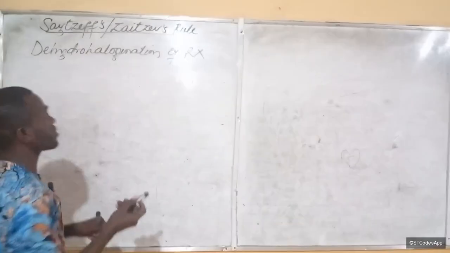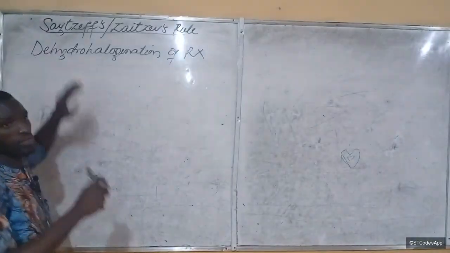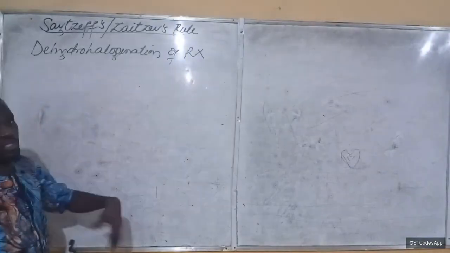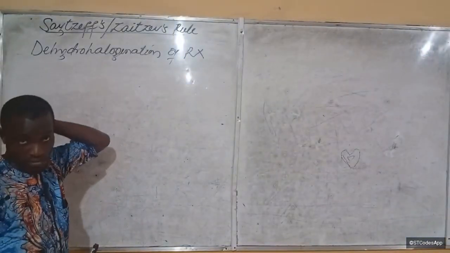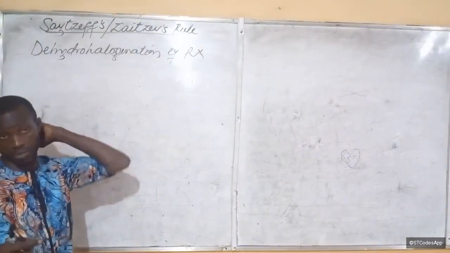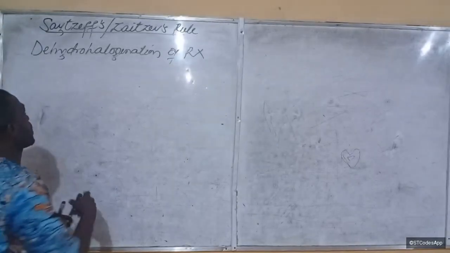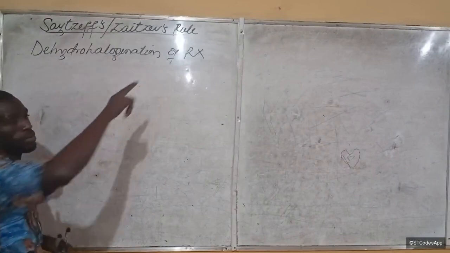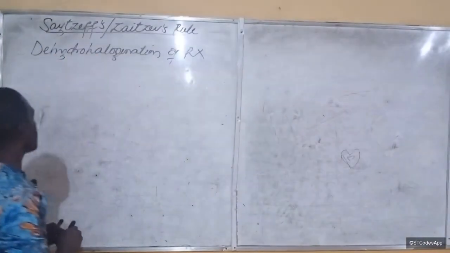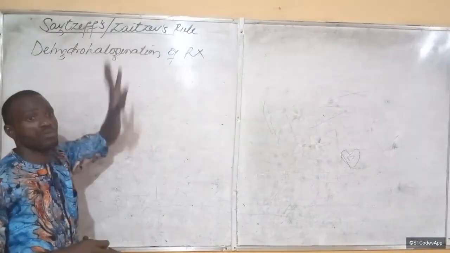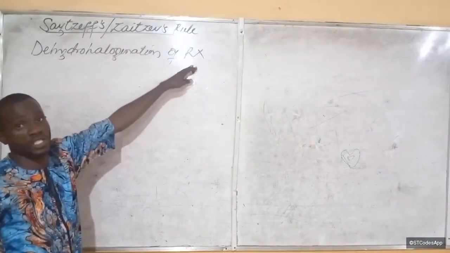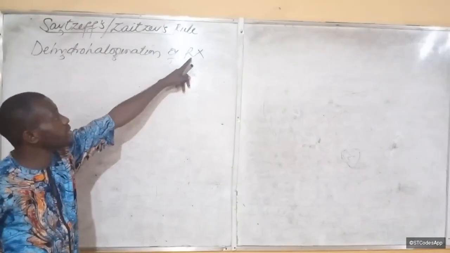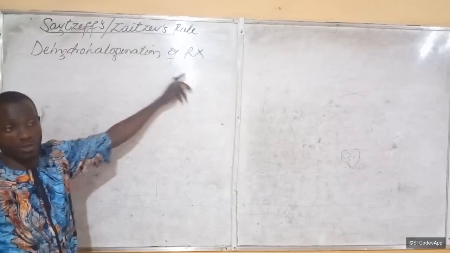So what we want to remove is a halogen. De means out, to remove. Then hydro means hydrogen. Then halogen refers to fluorine, chlorine, bromine, iodine, astatine. So we want to remove hydrogen and halogen from an alkyl halide. The R here represents an alkyl group, and X here represents the halide, the halogen group.